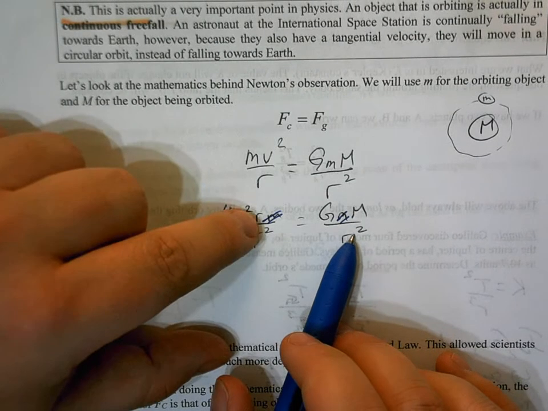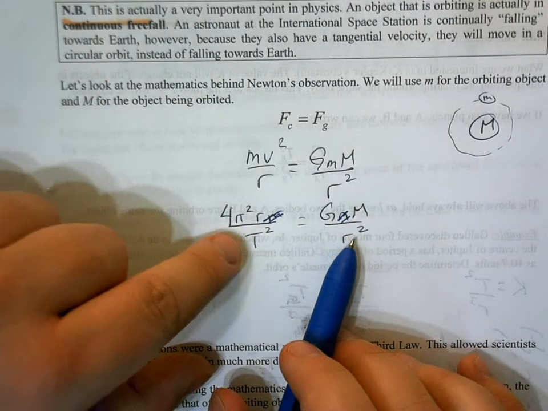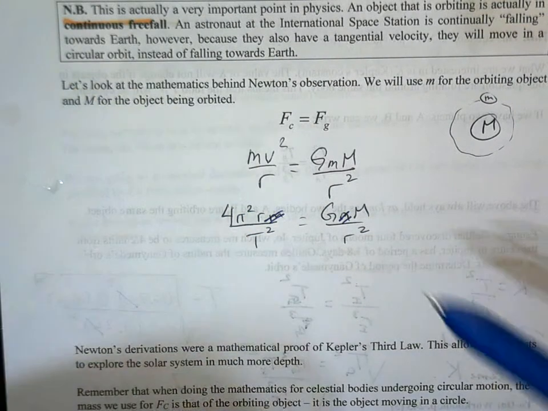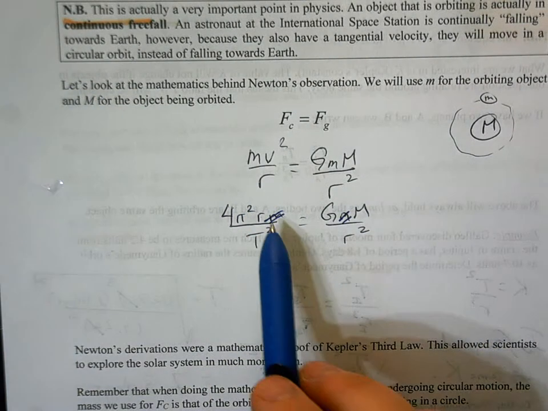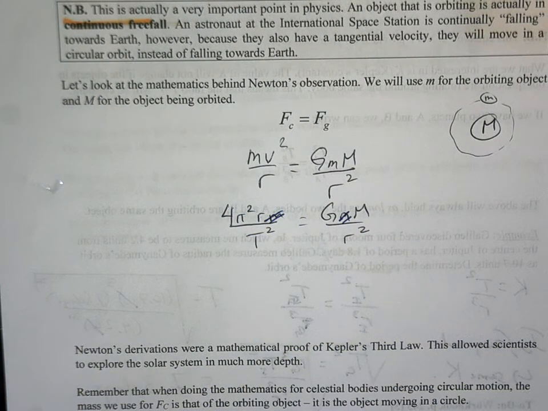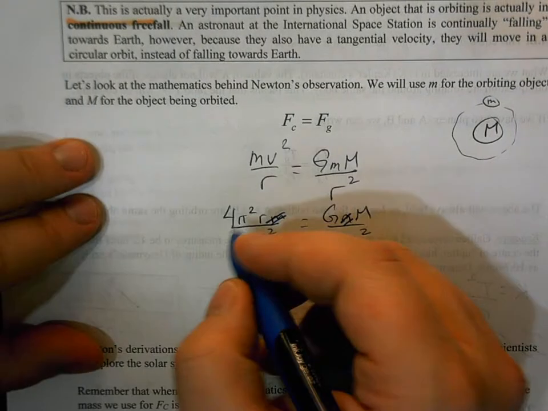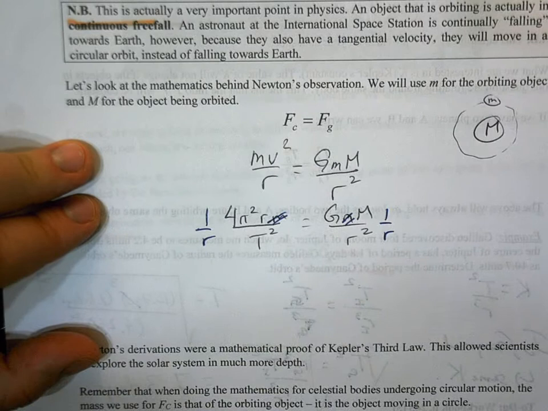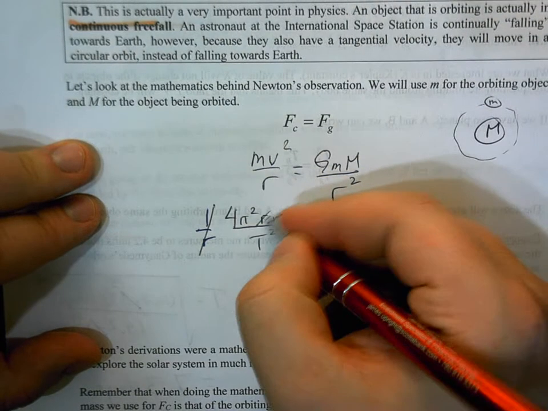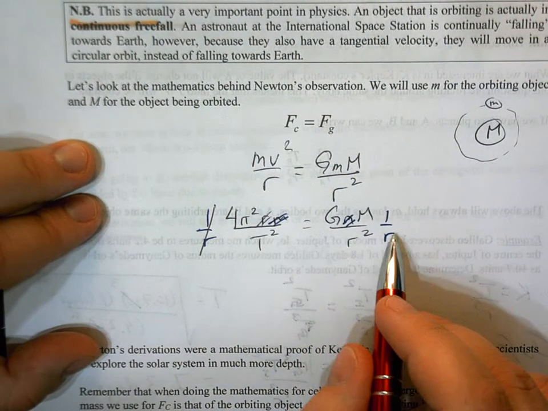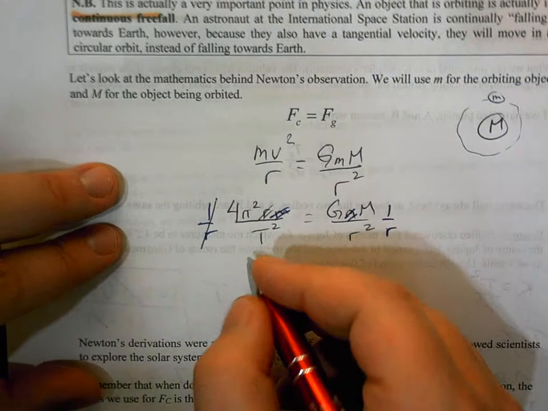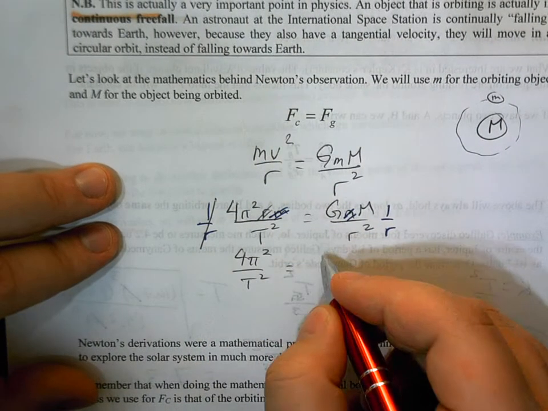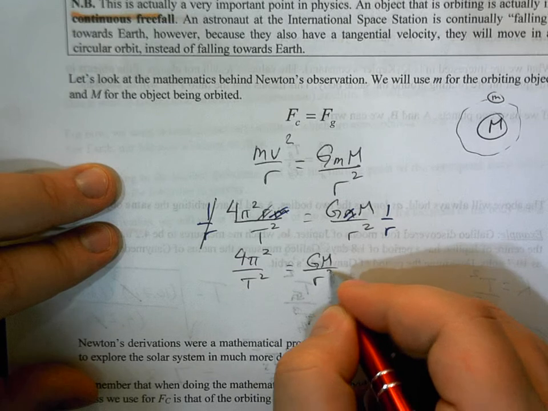Now they don't cancel. You can only cancel on both sides of the equation if they're in the same position, like they'd have to be both in the numerator, both in the denominator. Since I have this in the numerator and that in the denominator, we can't cancel them. So I'm going to multiply both sides by 1 over r. That 1 over r is going to take care of that r, and then r squared times r, we're going to get r cubed. So I'm going to have 4 pi squared over T squared equal to GM over r cubed.